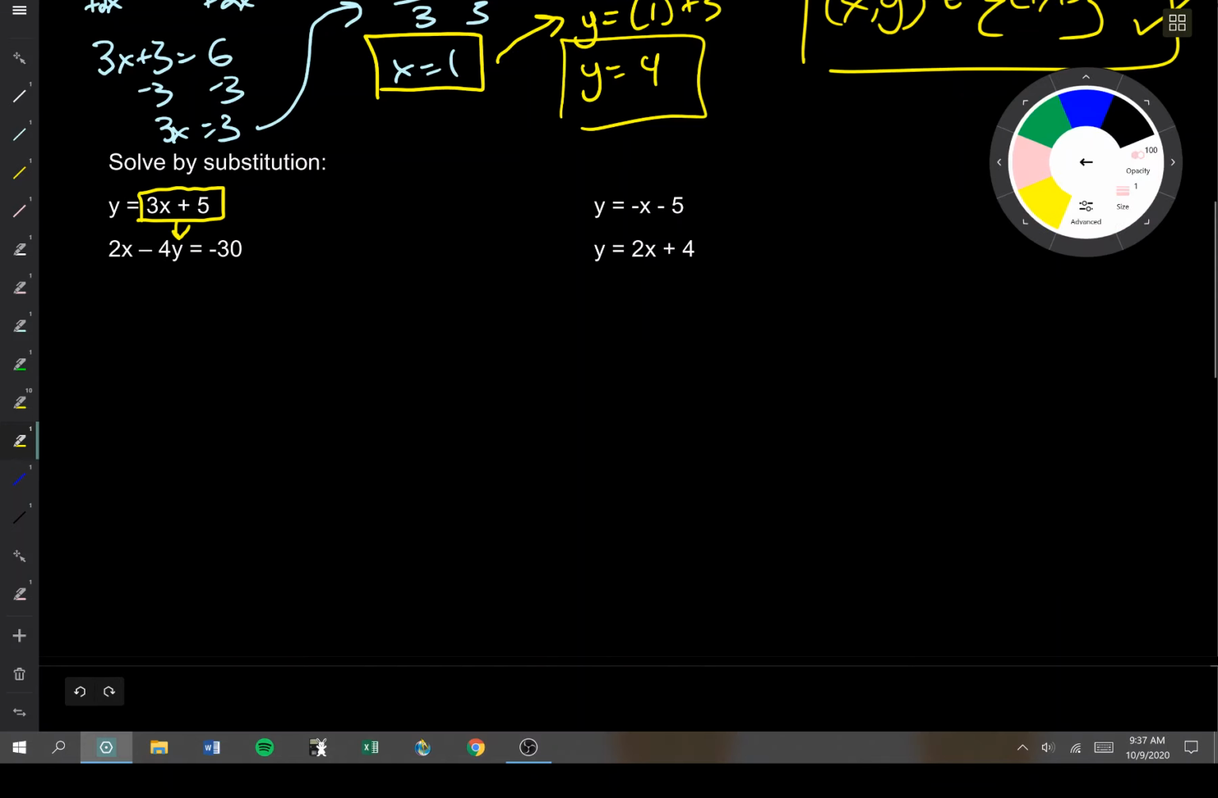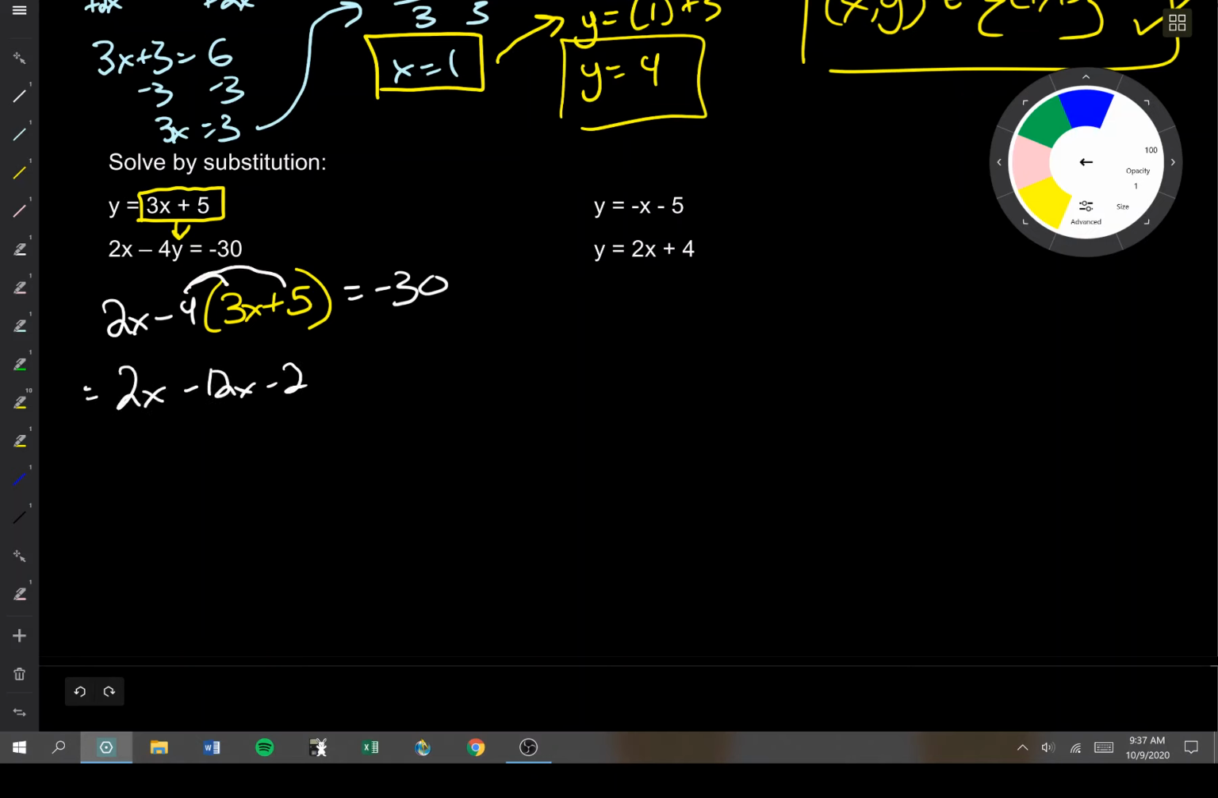So the first part of the equation doesn't change. It becomes 2x minus 4. But that y that I have now becomes 3x plus 5. And notice how I put it in parentheses, because that whole 3x plus 5 is going to replace that y, but just the y, not the negative 4. The negative 4 is still there. In fact, now the negative 4 has to distribute. So this becomes 2x minus 12x minus 20 equals negative 30.